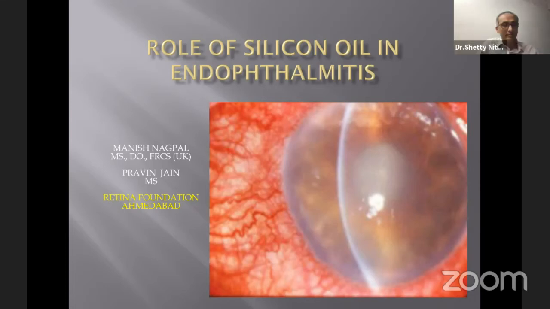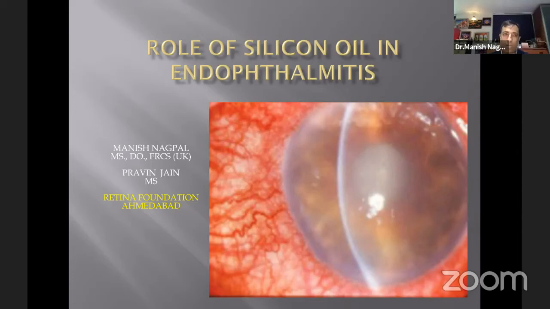Yes. Okay. So I'll be speaking about the role of silicone oil in endophthalmitis. I know it's not a standard of care, but over the last 15 years, I've been using it in almost 60 to 70% of cases of endophthalmitis.